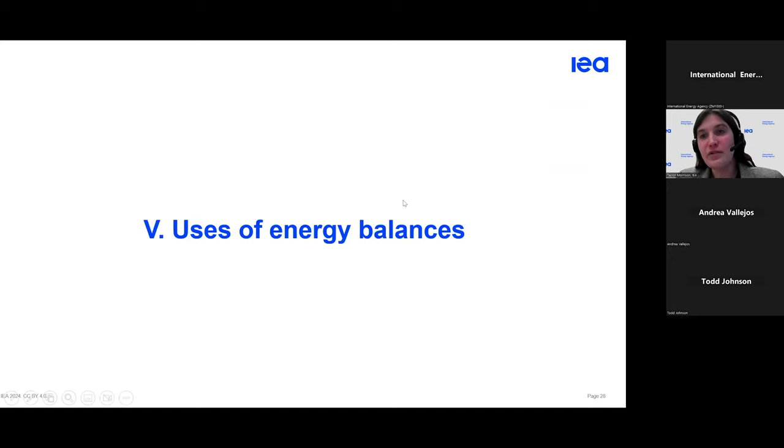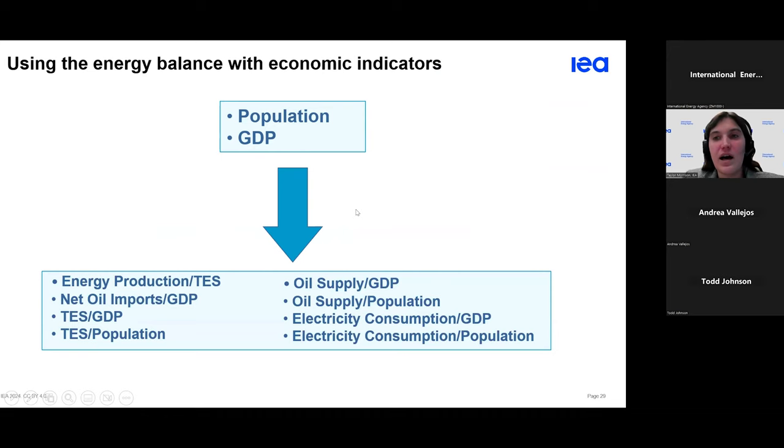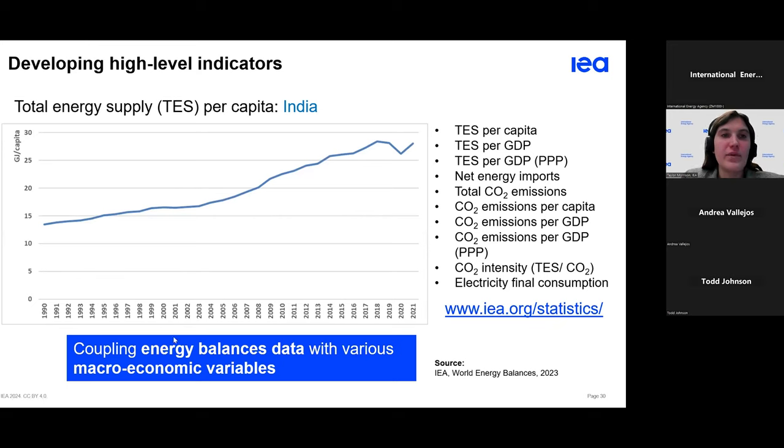Okay, now that you know all about energy balances, I'll quickly go over how they can be used. As I mentioned before, you can combine aspects of the energy balance with socioeconomic indicators such as population and GDP. This can create many useful indicators that represent different aspects of a country. For instance, we can look at the energy indicator of total energy supply per capita. We can see how a country's access to energy evolves over time, and how, in this example, households have more access to energy as the country develops.